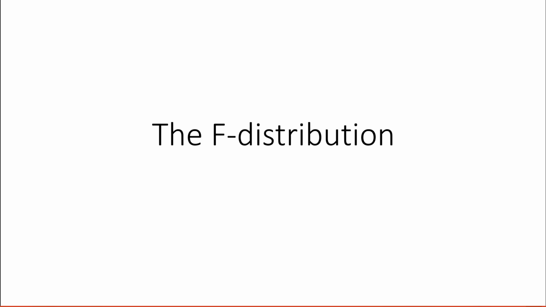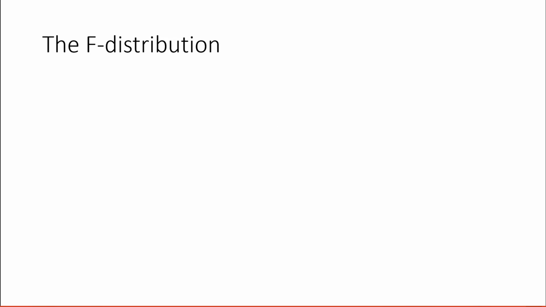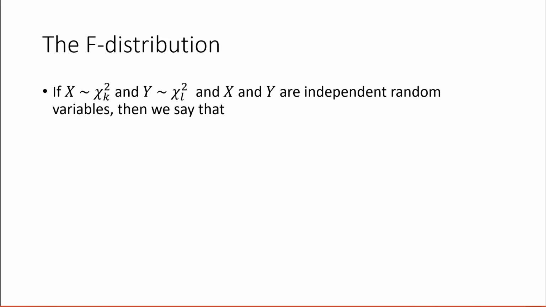There are four important families of distributions in econometrics. They are the most important one, the normal family. Then we have the chi-square, the t, and finally the F distribution, which is the topic for this lecture. So the F distribution starts with two chi-square distributions.